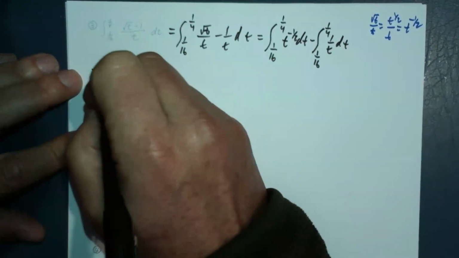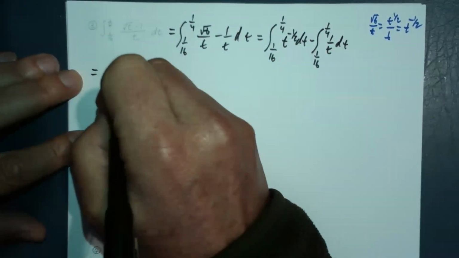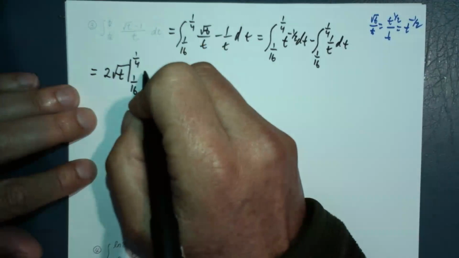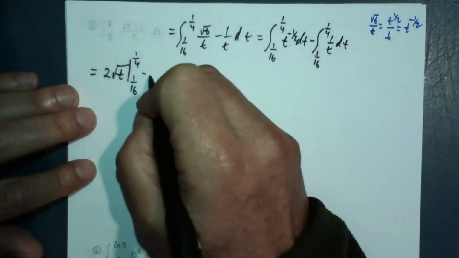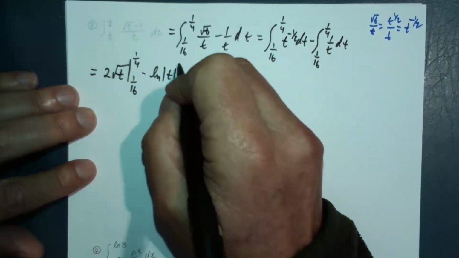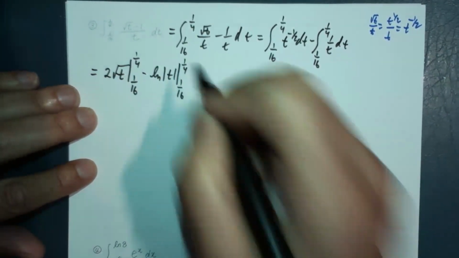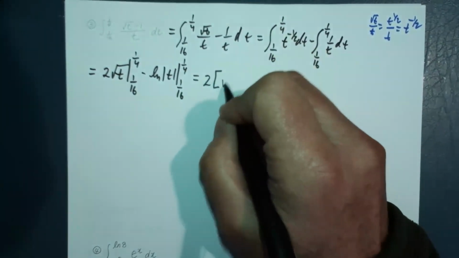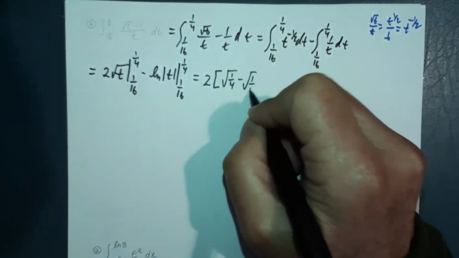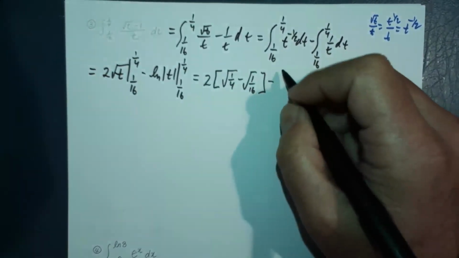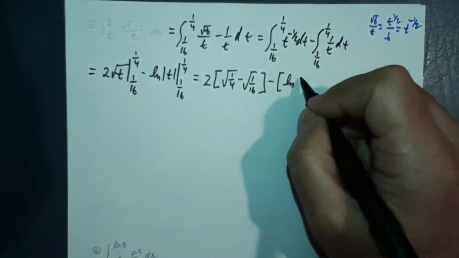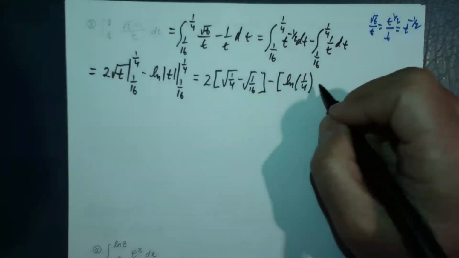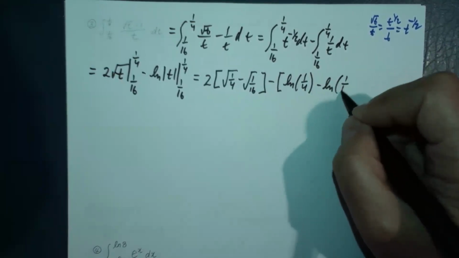This becomes 2 square root of t from 1 over 16 to 1/4. I just did power rule with that, nothing too fancy. Minus the ln, absolute value of t from 1/16 to 1/4. So it goes 2 times square root of 1/4 minus the square root of 1 over 16, minus ln of 1/4. We don't need the absolute value anymore because 1/4 and 1/16 are both positive, minus ln of 1/16.